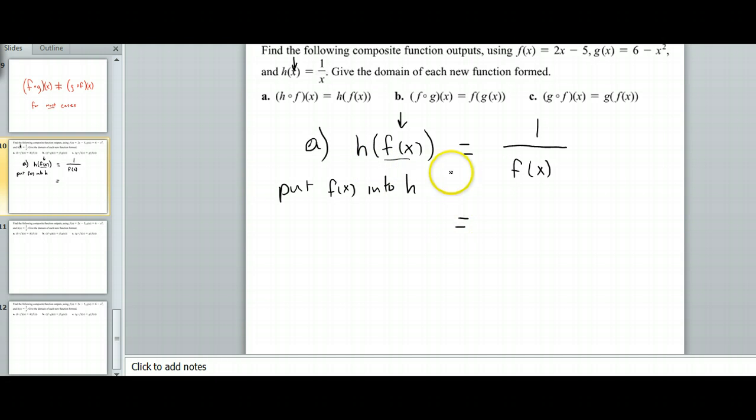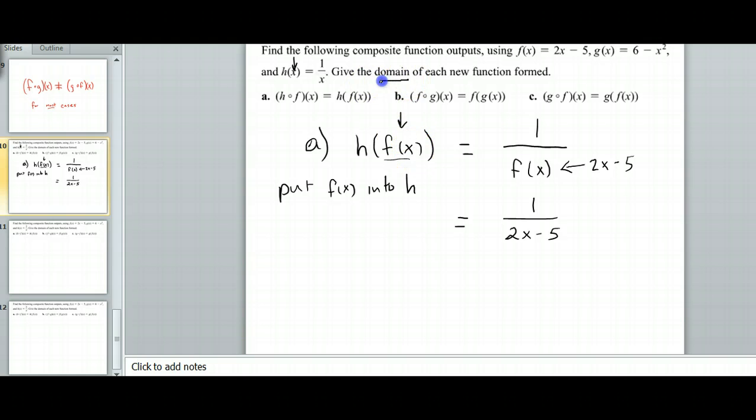Alright, and now we go up here and we look and see f of x is 2x minus 5. So we're going to replace this with 2x minus 5. And we get 1 over 2x minus 5. Alright, so there's h of f of x.